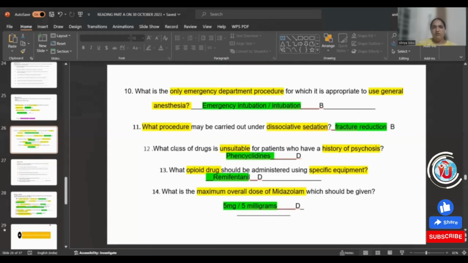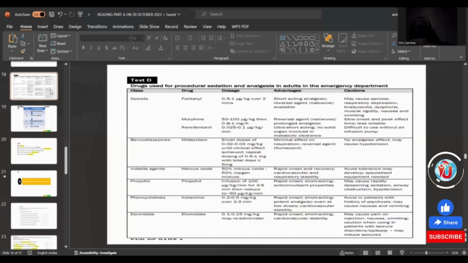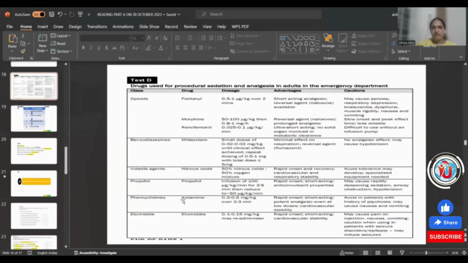Next question. What class of drug is unsuitable for patients who have a history of psychosis? So we have to see text D. Here, we have to see cautions. So we can see that avoiding patients with history of psychosis may cause nausea and vomiting. Here, penicillin is the answer.